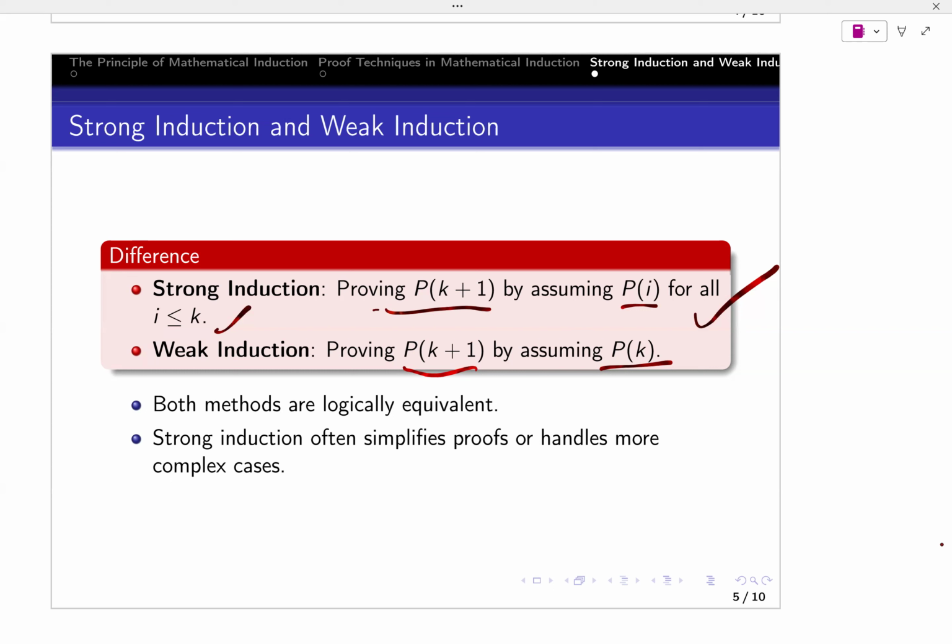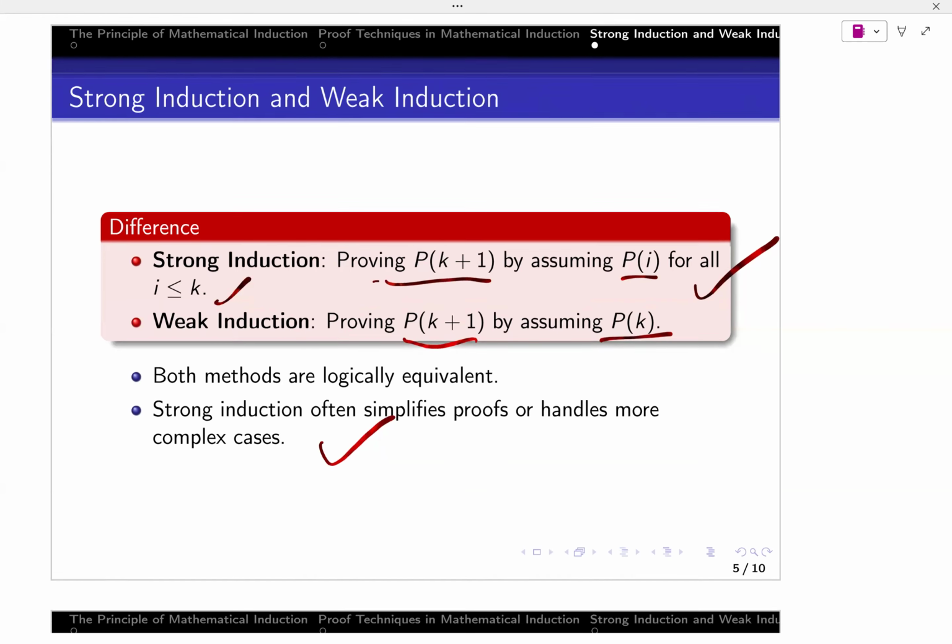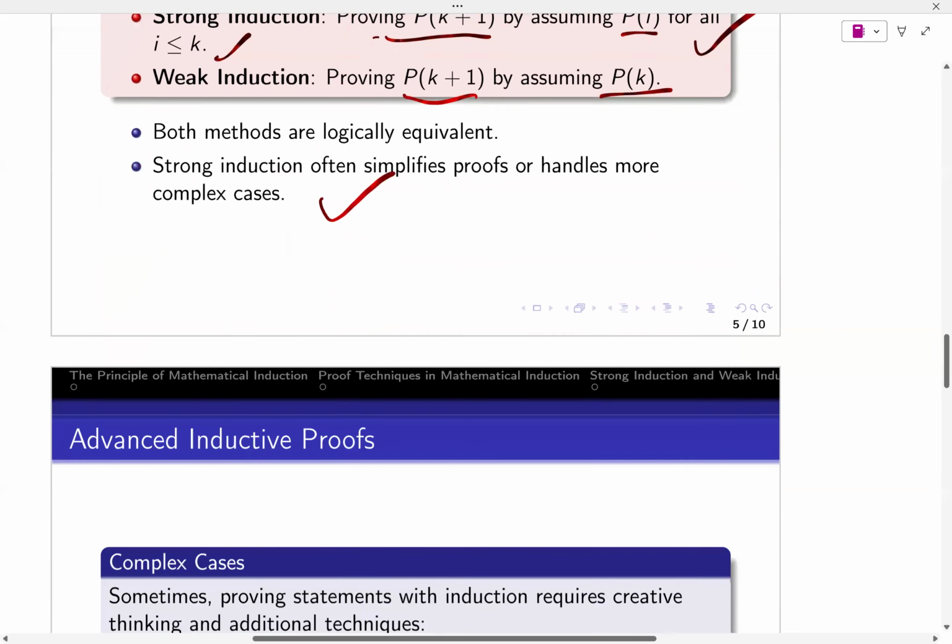So weak induction: jump straight to k and prove k plus 1. Strong induction: start from the base cases, 1 to as many as you want to choose, and then assume for k and prove for k plus 1. Both methods are logically equivalent, like we've said already. Strong induction often simplifies proofs or handles more complex cases. And that is exactly why I've chosen to go with strong induction.